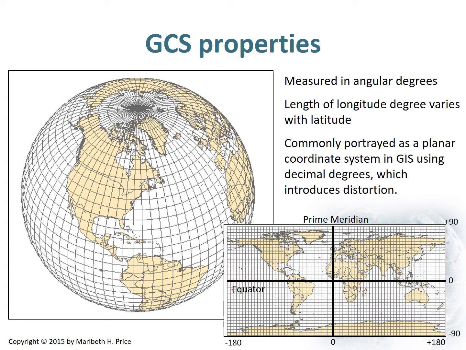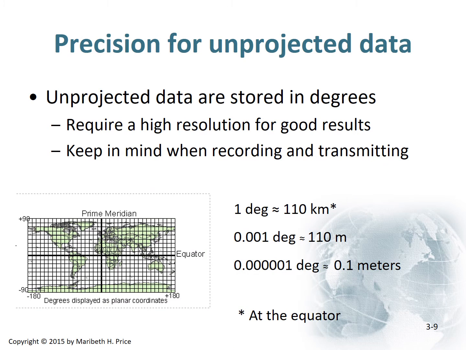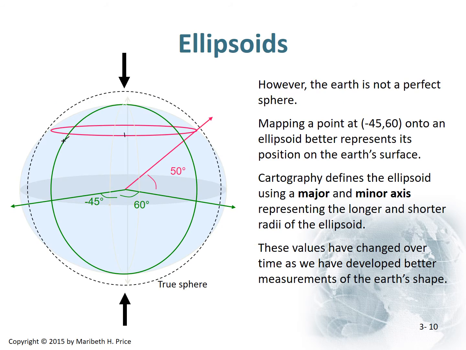Geographic coordinate systems are measured in angular degrees. Do not tell me they're measured in degrees, minutes, and seconds, because they could be in decimal degrees or decimal minutes or anything, but they're all angular degrees. The reason we don't use unprojected data is that unprojected data requires a lot of high resolution in order to be accurate. 1 degree in a decimal degree system is equal to 110 kilometers.